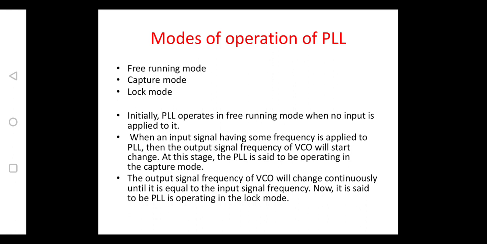The capture mode, or capture range, is when we apply some input signal. Because of this applied input signal, the output signal of the VCO will start changing. At this stage, the PLL is said to be in capture mode. That is, in free running mode, without an input signal, there is a frequency, whereas in capture mode, by application of an input signal, the output of the VCO is continuously changing. This continuous change is called capture mode.